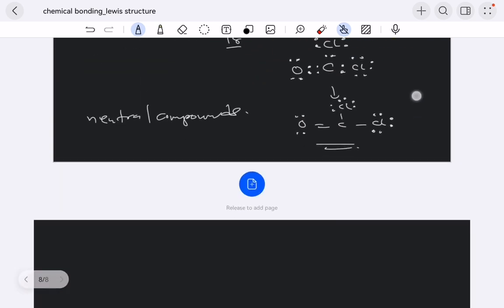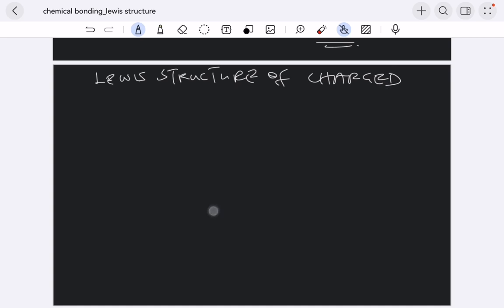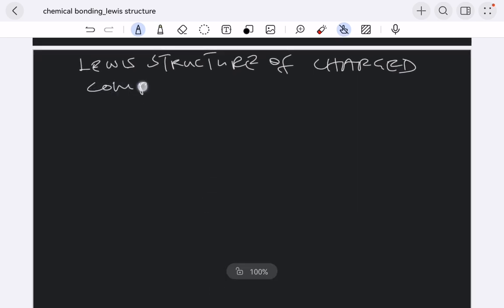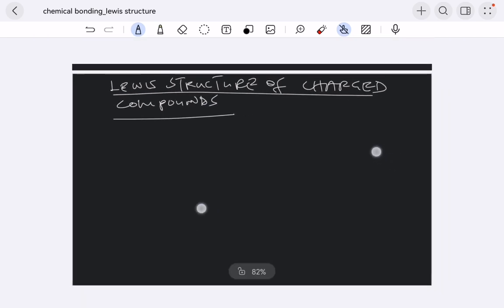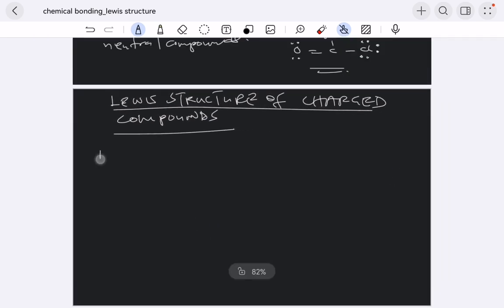Let's look at a case where we are given charged species. So, Lewis structure of charged compounds, or charged species. For example, we are given H3O+. So how do we go about it?